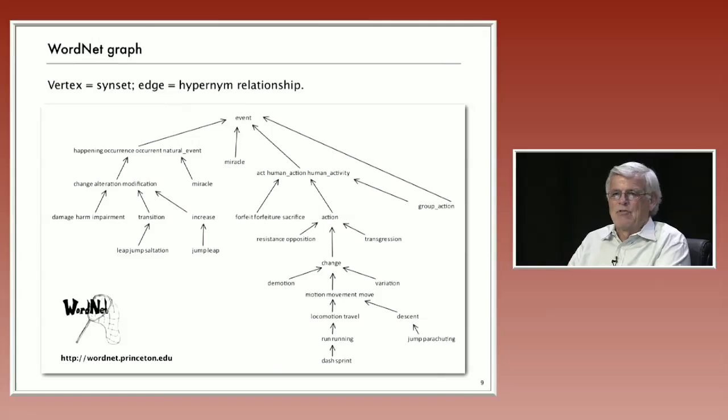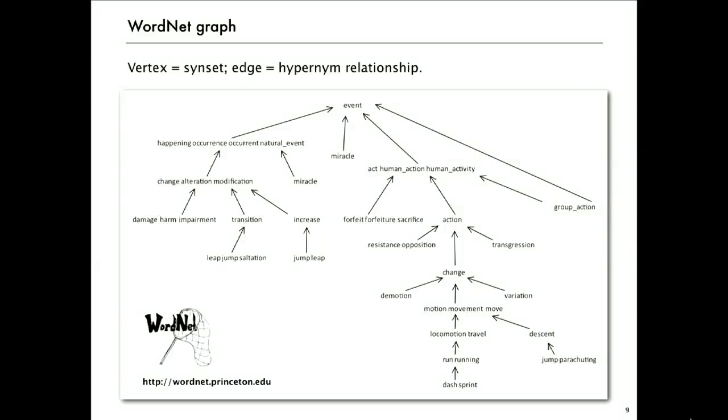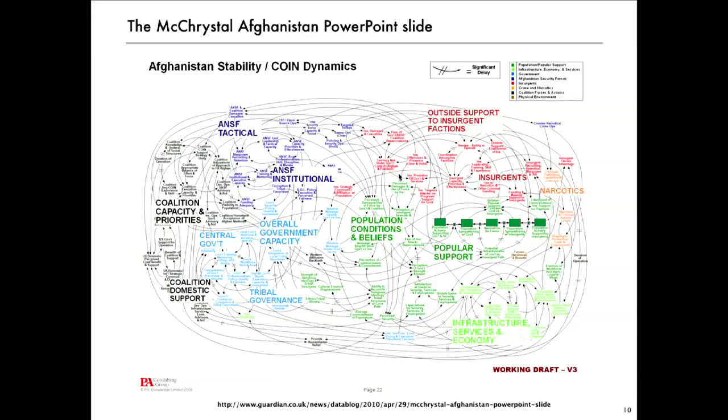Here's another abstraction, the so-called WordNet graph, where vertices correspond to what are called synsets and edges correspond to hypernym relationships, where a word is an instance of another one. So there are a lot of different events, like a miracle or human activity, and so forth. Graphs of this type are very useful in studying applications involving meanings in human languages. Here's a famous one. General McChrystal said that once we understand this graph, the war in Afghanistan will be over.